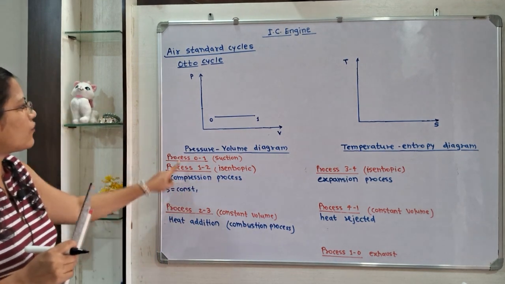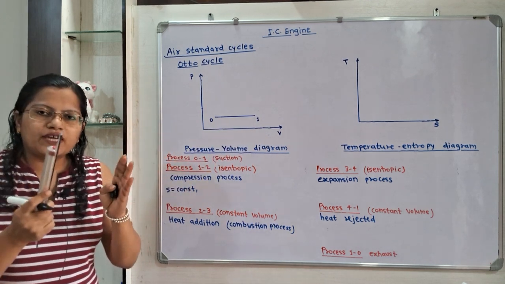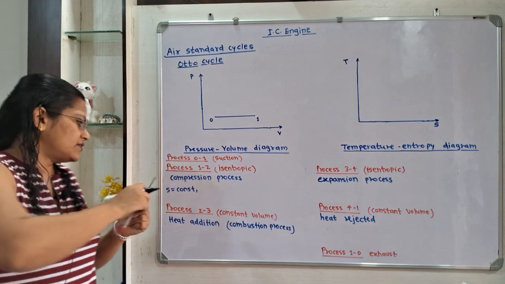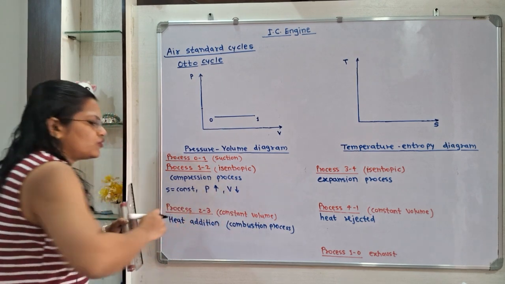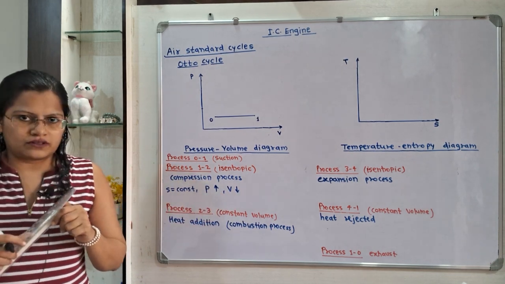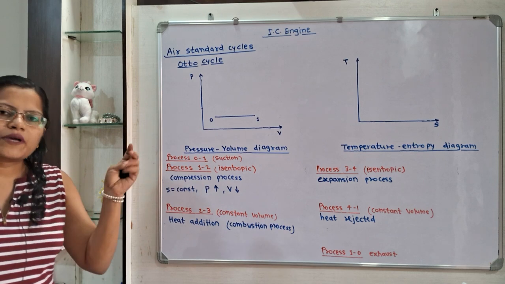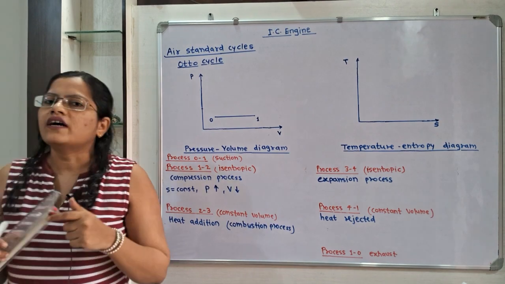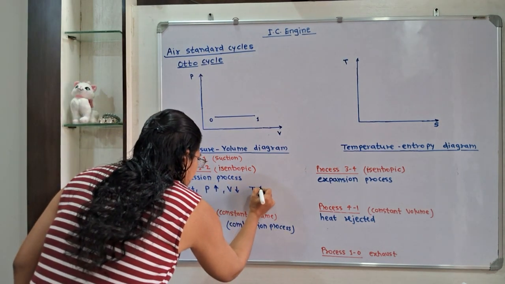Now what is the effect of compression on pressure and volume? We know that because of the compression process, volume decreases and pressure increases. So we have to show here increase in pressure and decrease in volume. These two parameters are always opposite to each other. Now what is the effect of compression on temperature? Because of the compression, pressure increases, and due to the increase in pressure, temperature will also increase. So we have to show here increase in temperature.